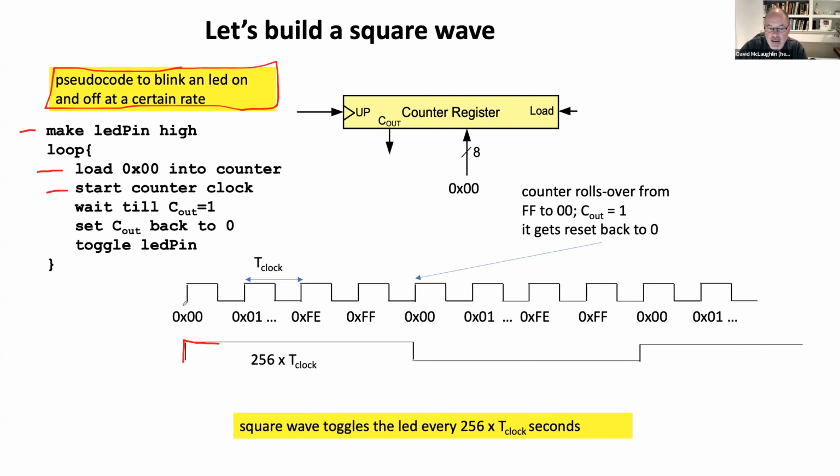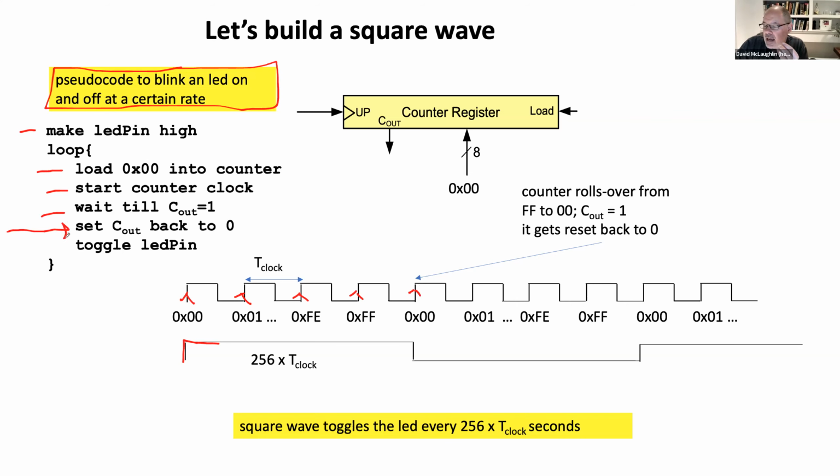I apply a clock. Now the clock starts counting 0, 1, 2, 3, 4, and so forth, all the way up, FE, FF. And what I'm doing here is I'm waiting until that overflow bit goes to 1. Okay, and that will happen when the clock overflows back to 0. Now at this point, I'm going to set that overflow bit back to 0.